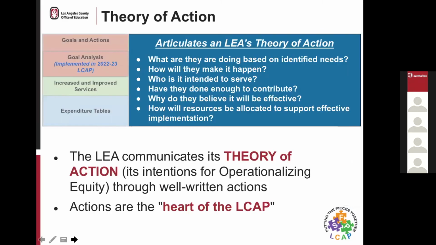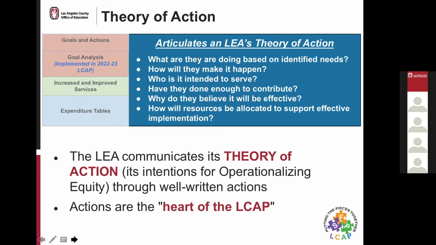Next slide. So what is the theory of action? Each LEA operates on a theory of action, even if that's not what you call it. The LEA can communicate their theory of action through their actions in the LCAP. We focus on the actions section today because this is the heart of the LCAP. The actions section is a place where we can find descriptions for actions provided for all students, for all 8 state priority areas, as well as increased and improved services for unduplicated pupils, which are low-income students, English learners, and foster youth.